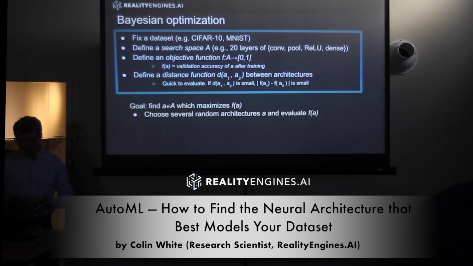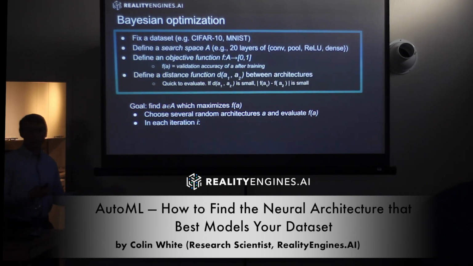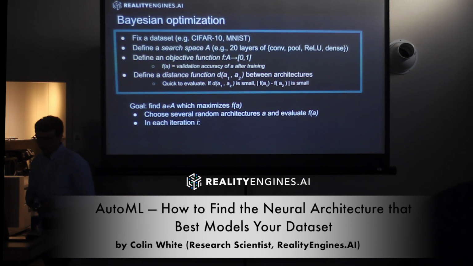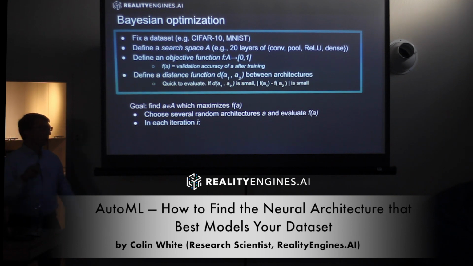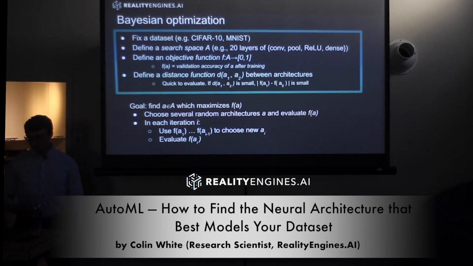Okay, so we want to maximize the function, and the framework is, at the start of the search, we just choose a few architectures at random and then evaluate them. And then after we do that, we start this iterative process where we use the results from the previous architectures to decide on a new architecture to use.